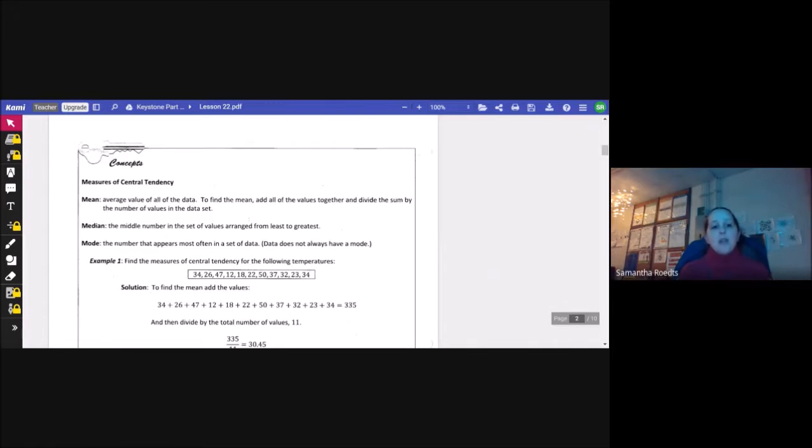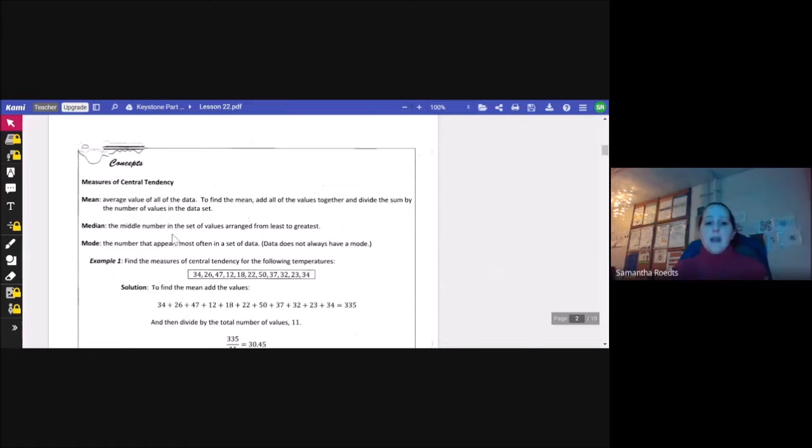in the data set. The median's the middle number in the set when the values are arranged from smallest to largest or least to greatest. Okay, mode is the number that appears most often in a set of data. So data does not always have a mode. Sometimes there is no mode. Sometimes there's more than one mode.